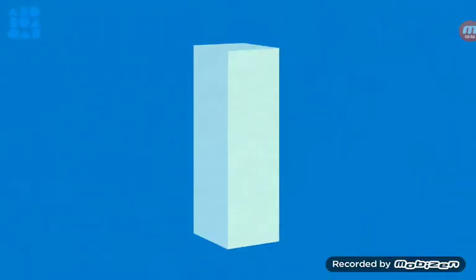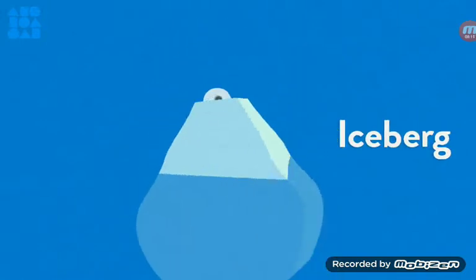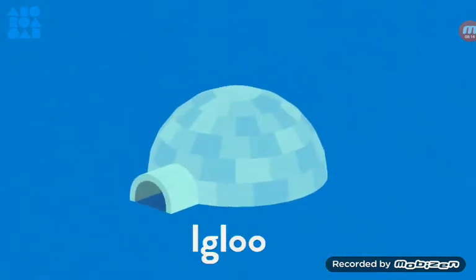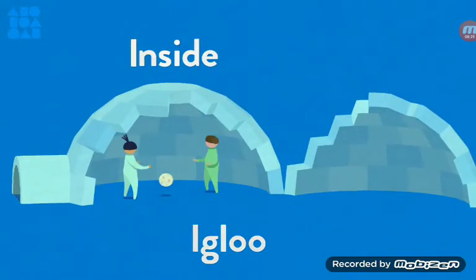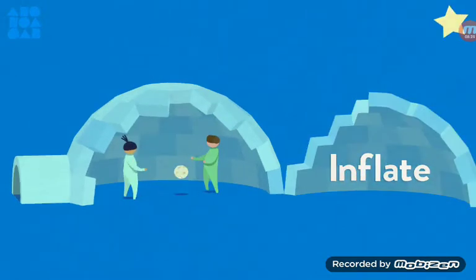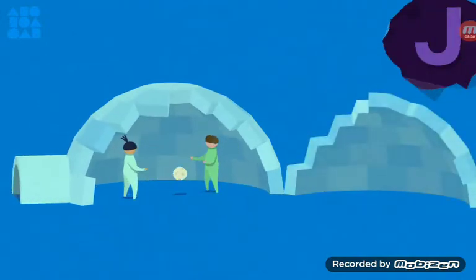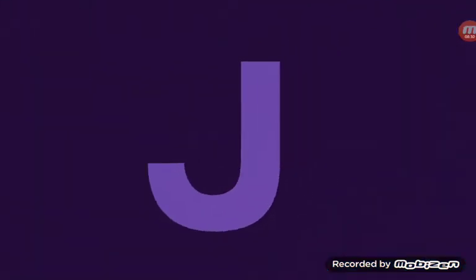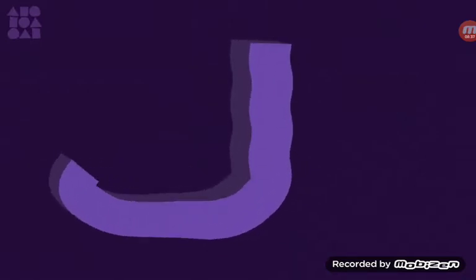I for ice cream. Iceberg. I was close. Iceberg. What's that? It grew something on it. It's an igloo. Inside. Inflate. They look like they're playing with the ball, but that looks like a moon. Stop. Fly.